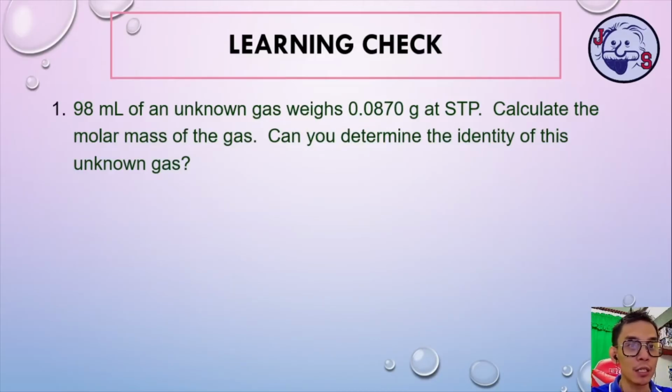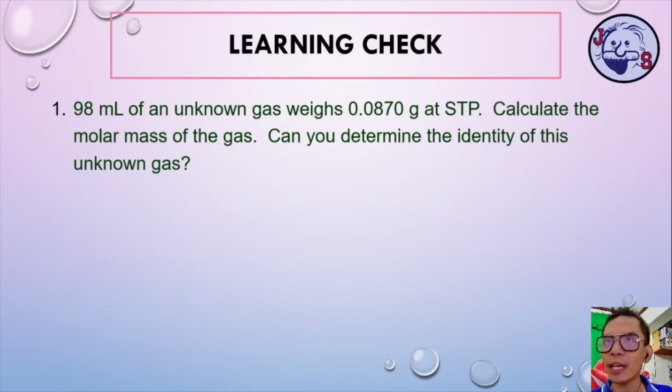So that is the tricky, challenging part here. Can we identify the unknown gas? Is it possible? Yes, it is, with the use of the ideal gas law. You can pause this video and try to solve it for yourself, and to see if your answer is correct, you can play this video after you try answering it. So let's solve this problem.